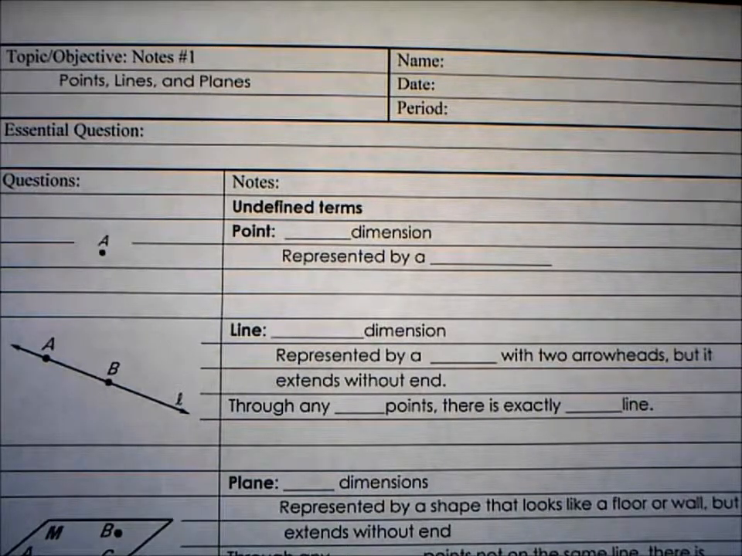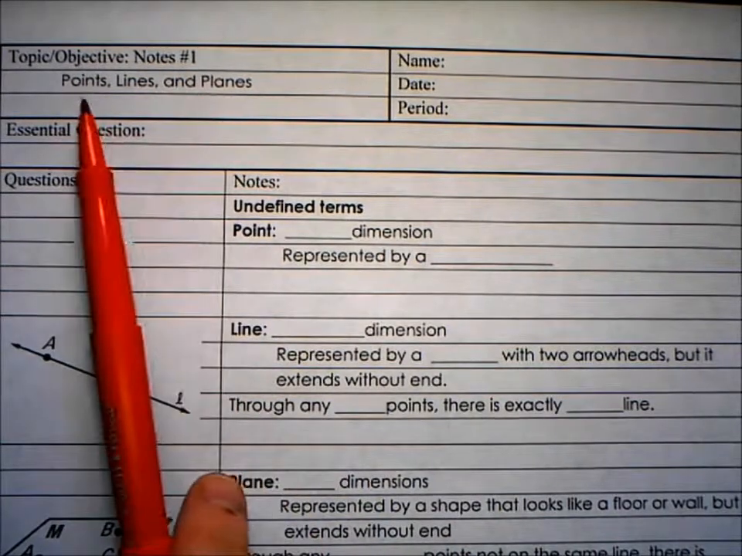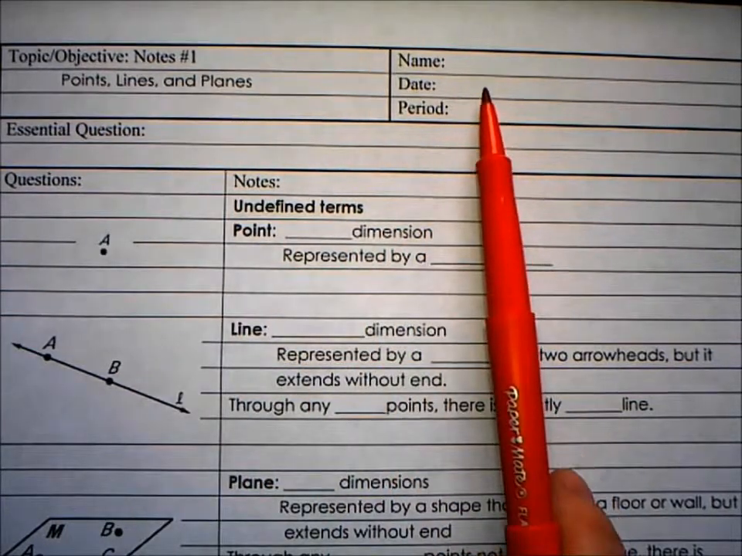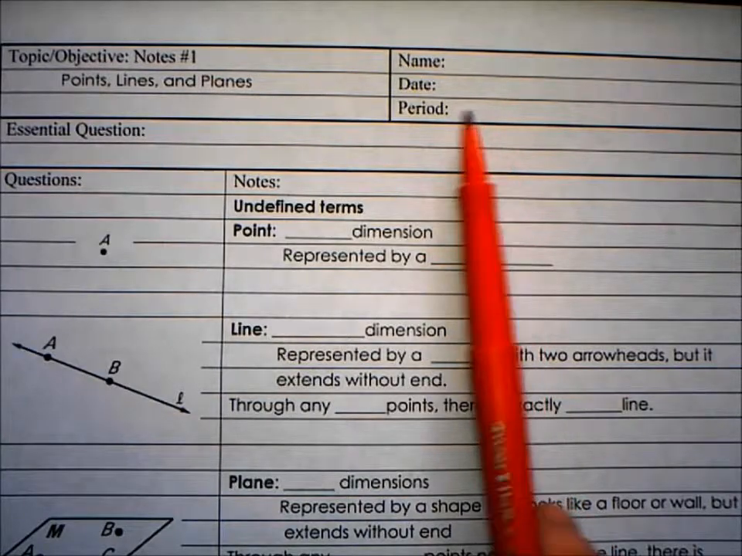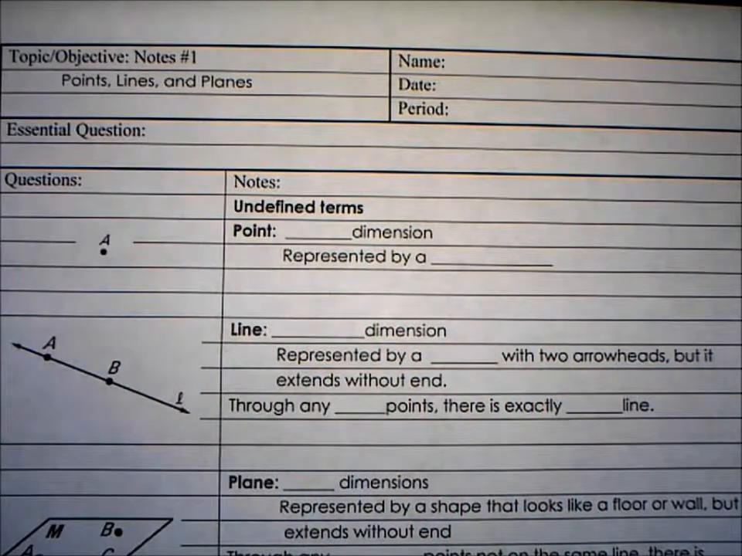Okay, this is our very first notes in geometry. Notes number 1 is written on top of the page: points, lines, and planes. Make sure you put your name, the date, and the class period. And then I'll fill in your essential question here in a minute.